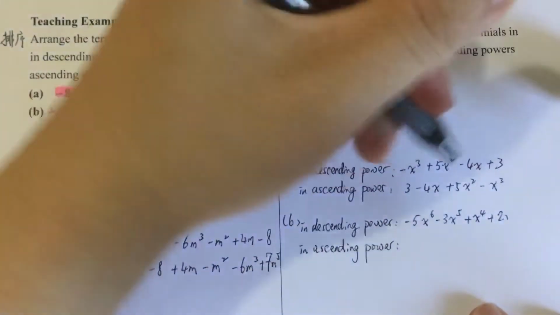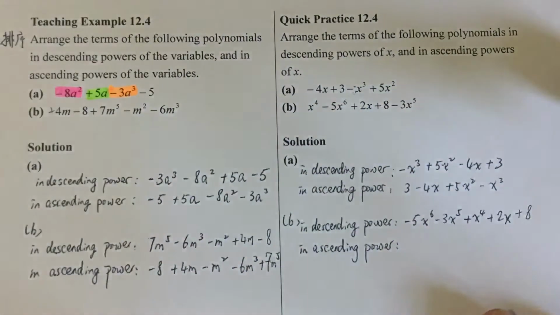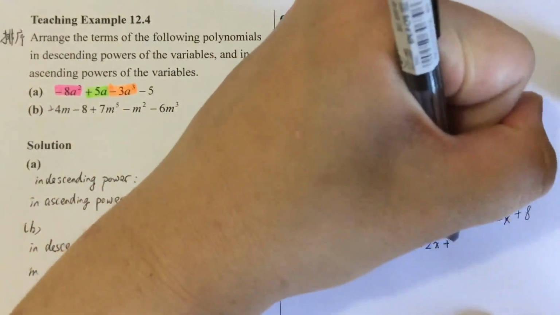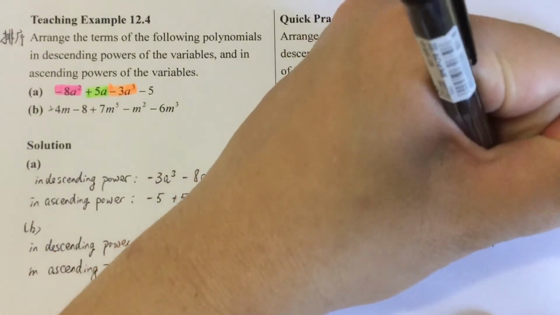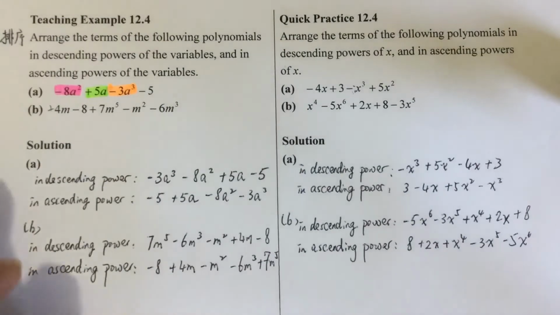And finally, plus 8. Okay, last one, so we write down, interchange the answer. So 8 plus 2x plus x with the power 4 minus 3x with the power 5 minus 5x with the power 6. So this is the answer of part B.